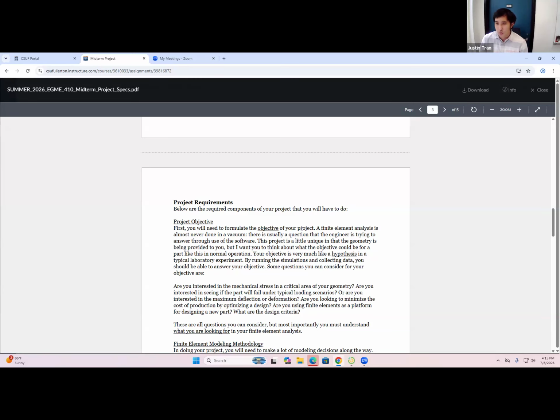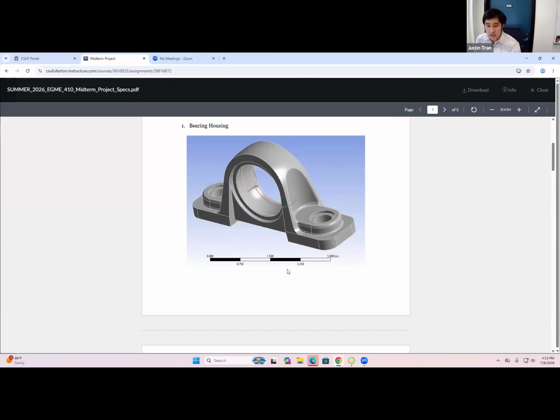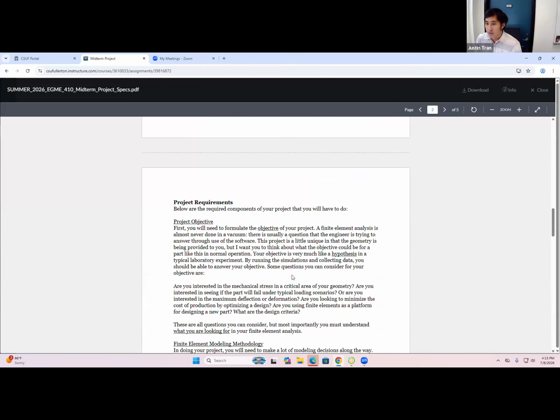Okay, so I'm not going to give you too many hints with these geometries here, just because I want you guys to think of your own objective. But that's the first thing that you have to think about. Okay, you can think of it almost like a hypothesis, right? So if you're running a typical laboratory experiment, the first thing that you do is you come up with a hypothesis, the question or the scientific theory that you're trying to test or verify with the experiment, and then you run the experiment, you get your data to test whether your hypothesis was true or not.